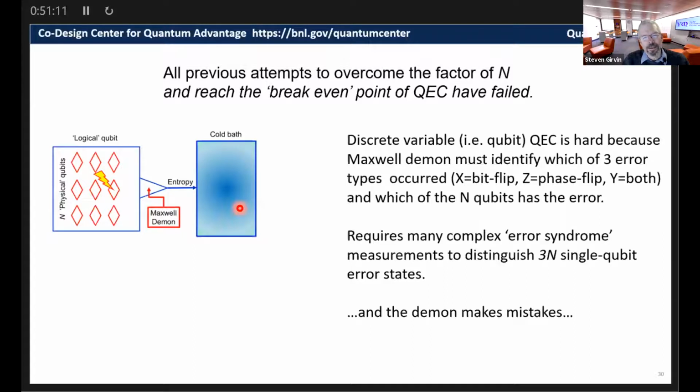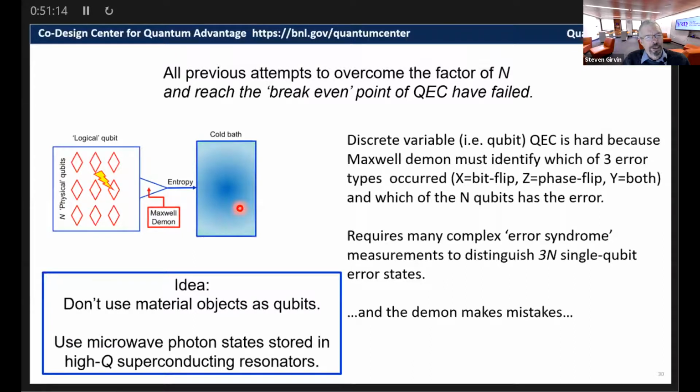So I'm going to just wrap up here by saying that we have done some of the first experiments that actually got quantum error correction to make the lifetime of the quantum state longer instead of shorter. And the idea is to not store the information in material objects. Don't use material objects as qubits, but use microwave photon states stored in high Q superconducting oscillators or resonators.